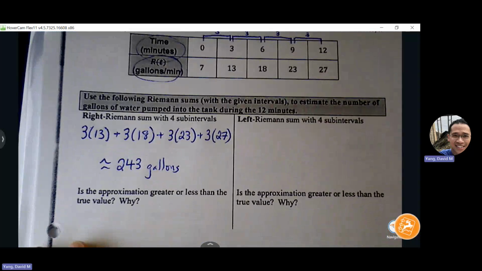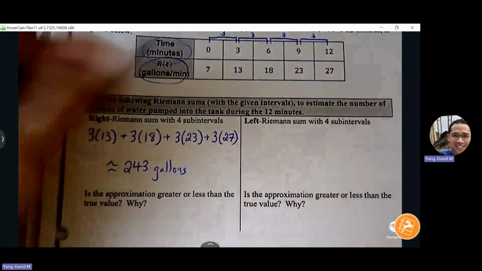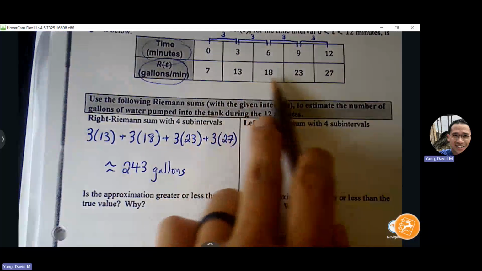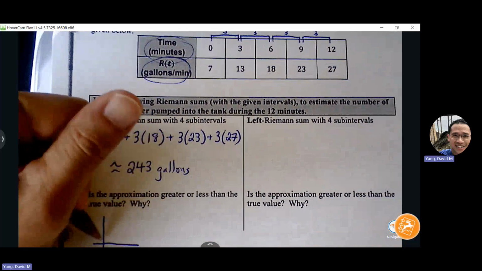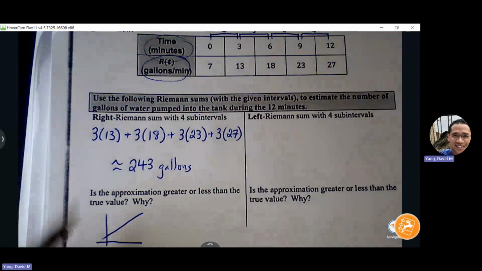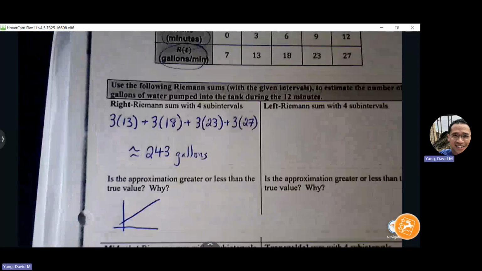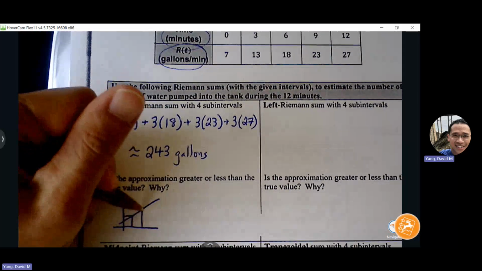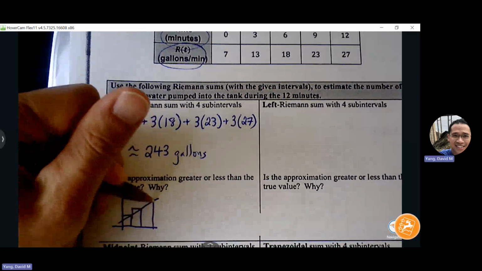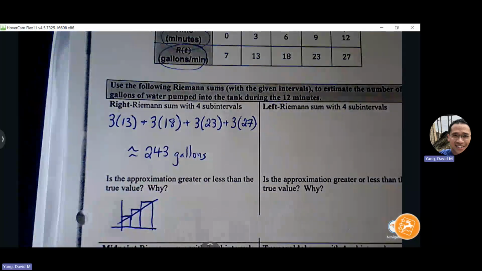Is the approximation greater or less than the true value? So what do we know about these y values? These y values are increasing, right? So I'm just going to draw an increasing graph, and with my right Riemann sums, basically every subinterval, I'm attaching the right endpoint. You can kind of see it, right? This is an over approximation. And the reasoning is because we have a right Riemann sum on an increasing function. That's all we need to say.